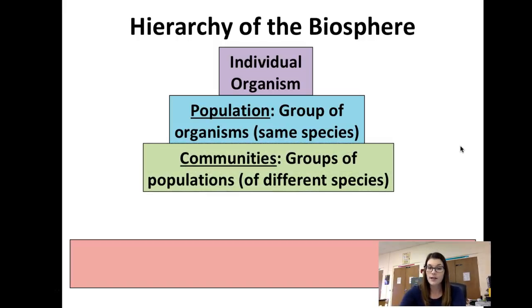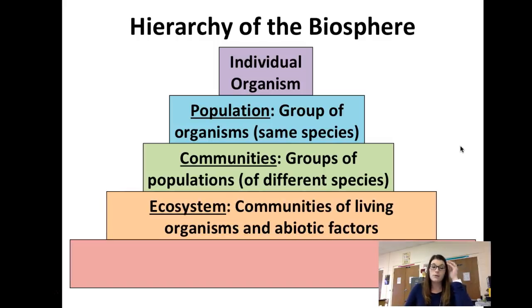Then we have a community. A community involves more than one population of organisms. So it's a group of trees that I have in the forest, and then I also have rabbits that live in the forest, and bugs that live in the forest, and wolves that live in the forest. All of these different populations of different species that live together create a community.